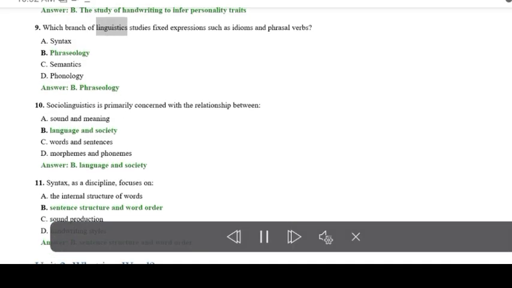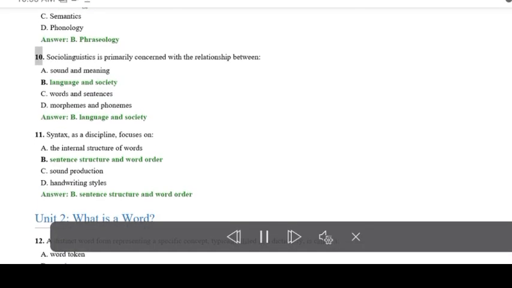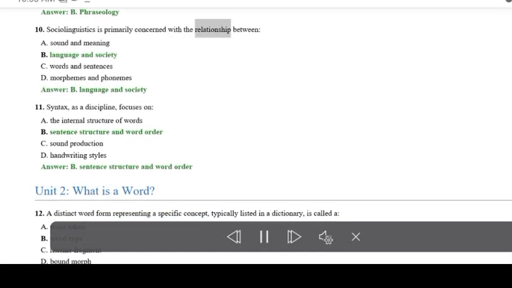9. Which branch of linguistics studies fixed expressions such as idioms and phrasal verbs? A. Syntax. B. Phraseology. C. Semantics. D. Phonology. Answer, B. Phraseology. 10. Sociolinguistics is primarily concerned with the relationship between A. Sound and meaning. B. Language and society. C. Words and sentences. D. Morphemes and phonemes. Answer, B. Language and society.